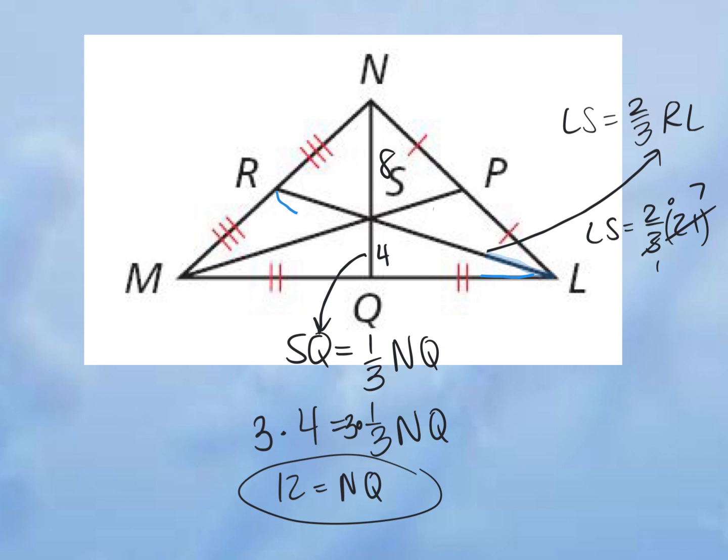Any questions on this first example that I gave you? The only reason we knew it was 2/3 and 1/3 is because S was what kind of a point? Centroid, okay? So anytime you see centroid, you're automatically given some information. All right, next slide.